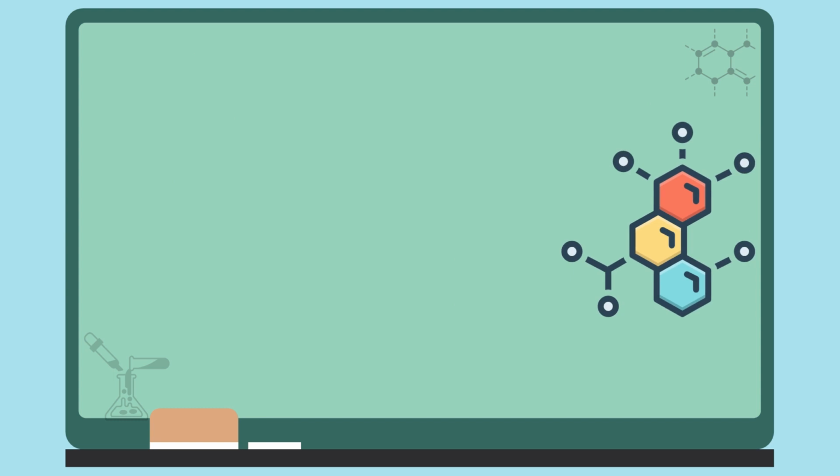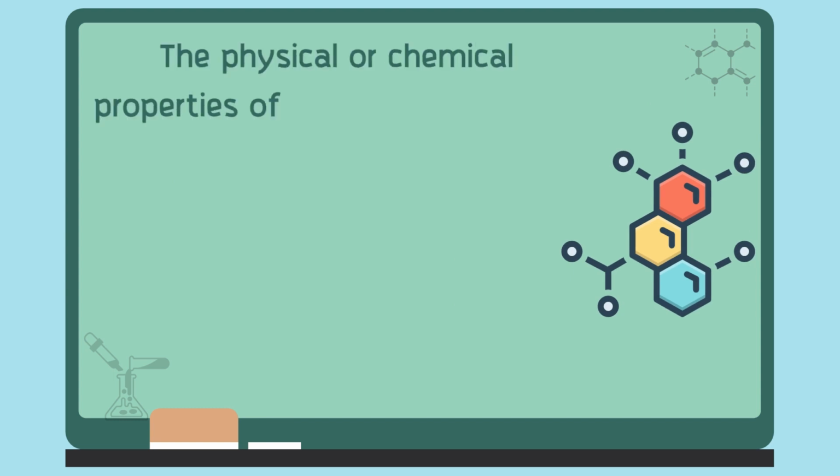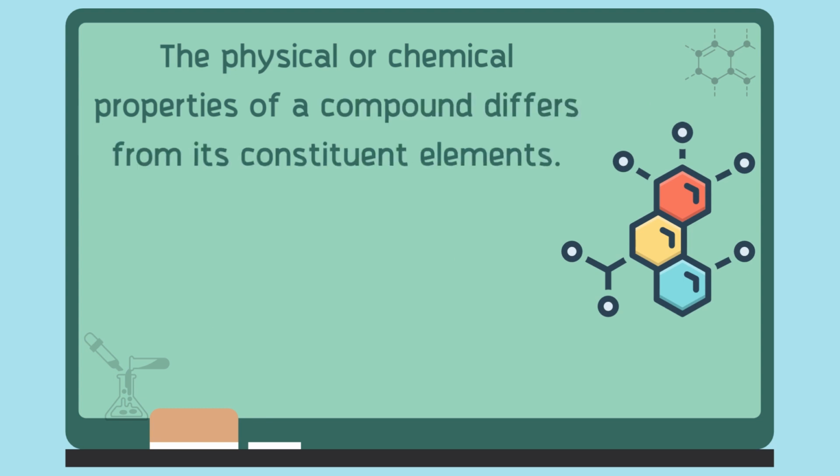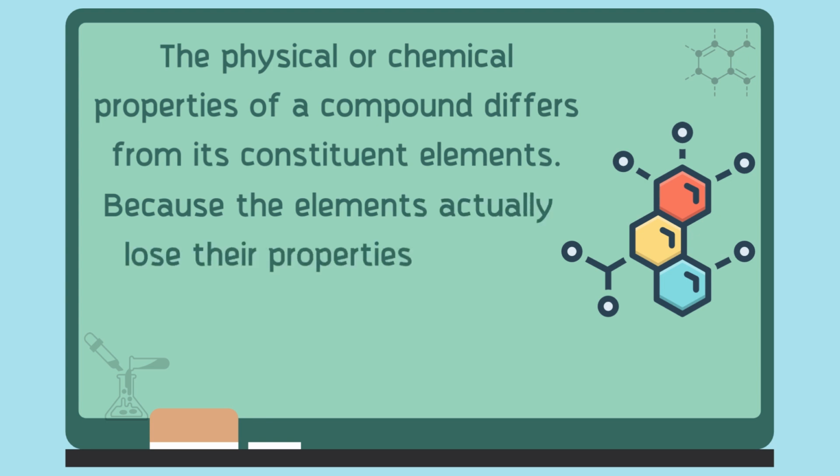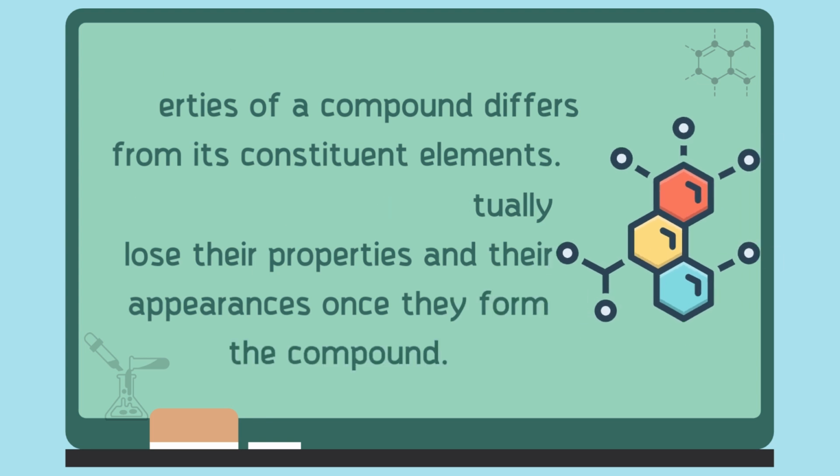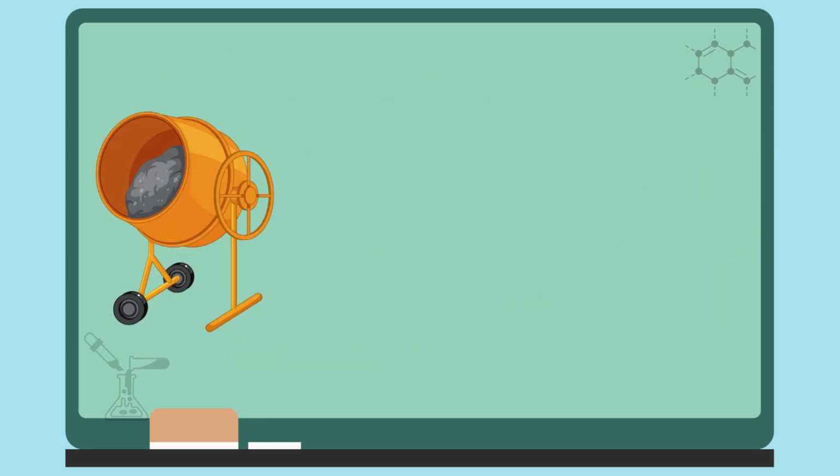Coming to the properties, the physical and chemical properties of a compound differ from its constituent elements because the elements actually lose their properties and their appearances once they form the compound. Mixtures, on the other hand, help the components retain their own properties while being a part of the mixture.